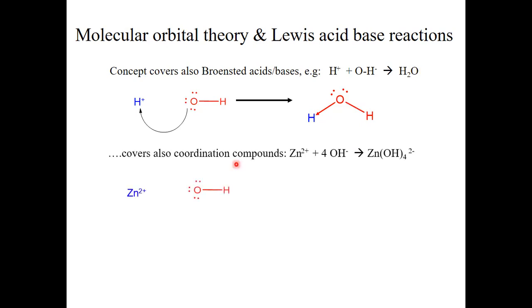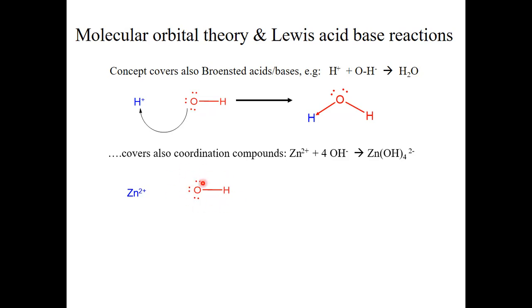We also can explain coordination compounds between metals and ligands using this concept. We will hear a lot more about this later in this course. So for instance, zinc 2 plus can react with 4 hydroxide ions to form tetrahydroxozincate 2 minus. It is a coordination compound in which OH minus ions coordinate to zinc 2 plus. And of course, we can describe this as a Lewis acid base reaction.